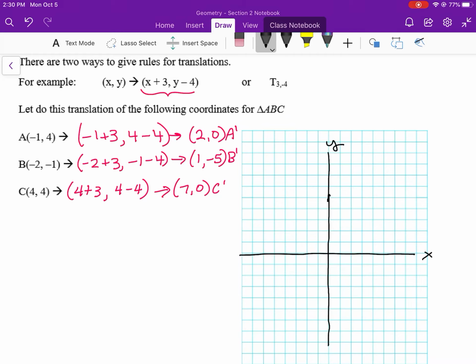So A was -1, 4. Okay, I like to put a few numbers on so that I can remember where I am. B is -2, -1. Oh, so this is A. Don't forget to label. This is B. And C is 4, 4. So 1, 2, 3, 4, 4. Okay, so here is C. So I have this awesome triangle. Looks obtuse to me, right?